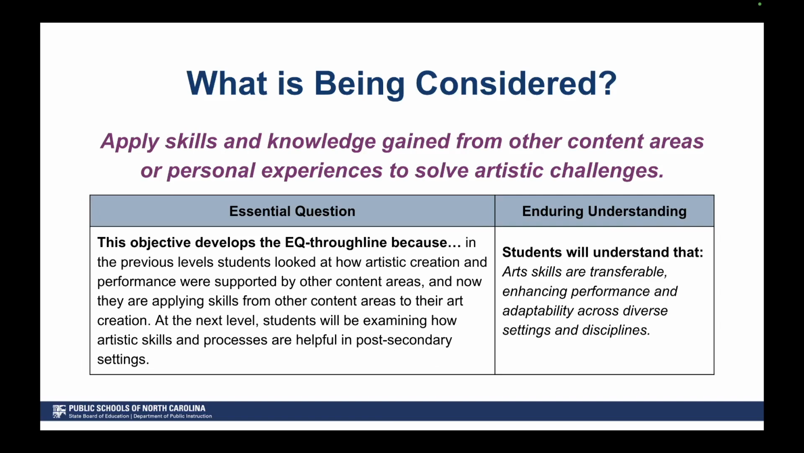So here's an example in which this objective develops the through line, because in the previous levels, students looked at how artistic creation and performance were supported by other content areas. And now they are applying skills from other content areas to their art creation. At the next level, students will be examining how artistic skills and processes are helpful in post-secondary settings. The enduring understanding is that, again, all students understand that art skills are transferable, enhancing performance and adaptability across diverse settings and disciplines. So this information will be provided to you for every single objective.